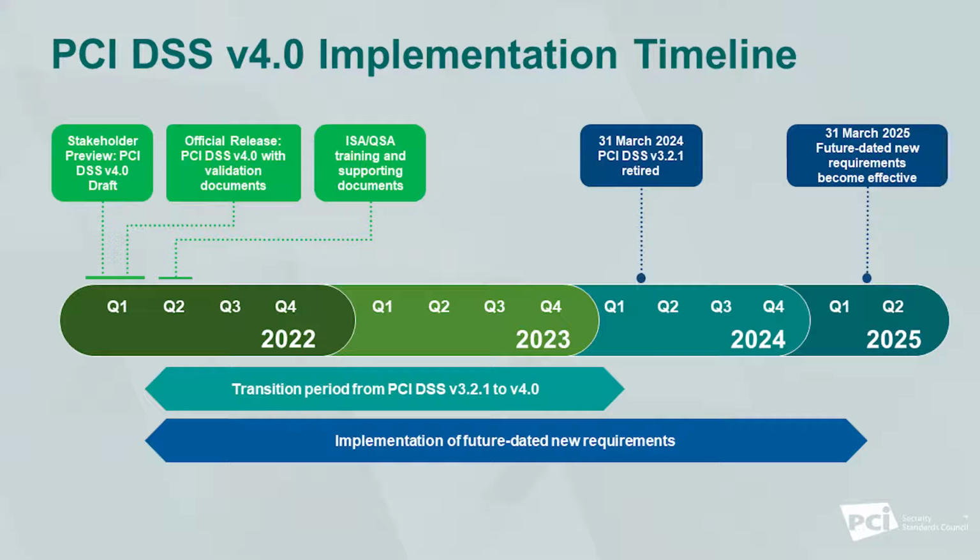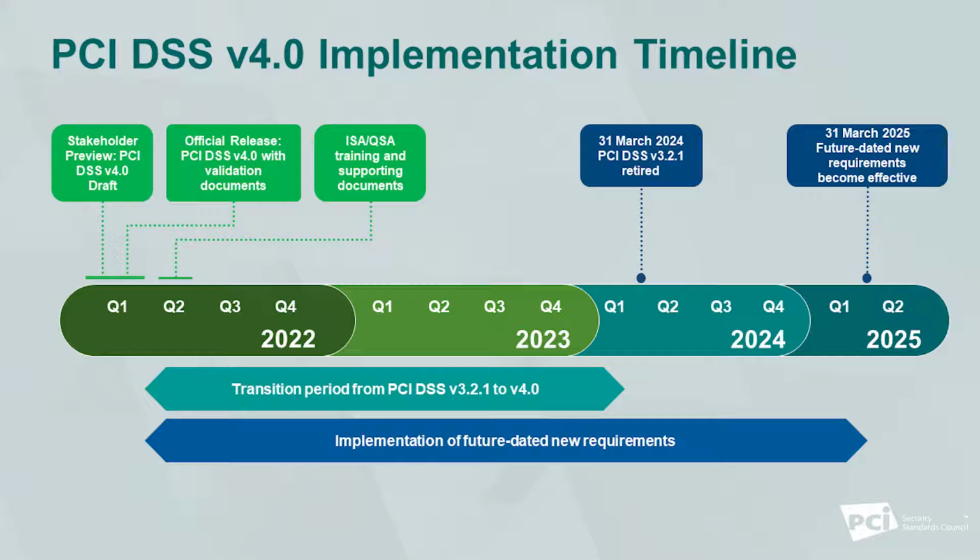Now, in addition to that 2-year timeframe, most of the new requirements, including some of those we've been talking about today, will be initially considered best practices in version 4. And there will be a further period of time after the retirement of version 3.2.1 before those best practices become requirements. So the effective date for those best practices to become requirements is the 31st of March 2025.